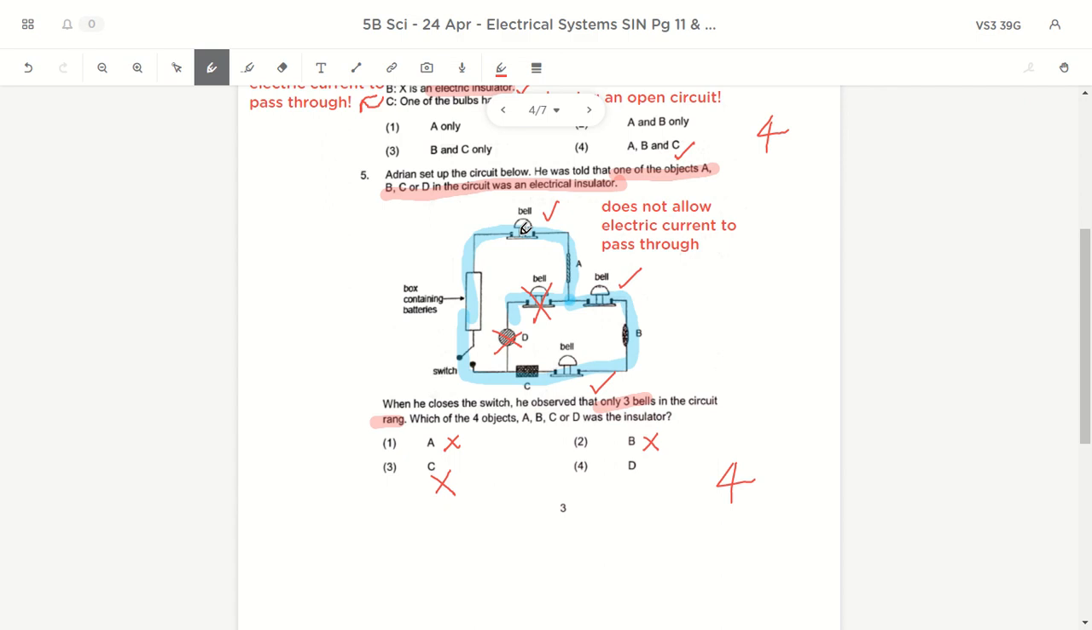Okay, maybe we just go through one more question. Oh, a bit difficult. Okay, never mind. We'll go through question 6 onwards tomorrow. You see how much we can go through. Okay, so I'll stop here today.